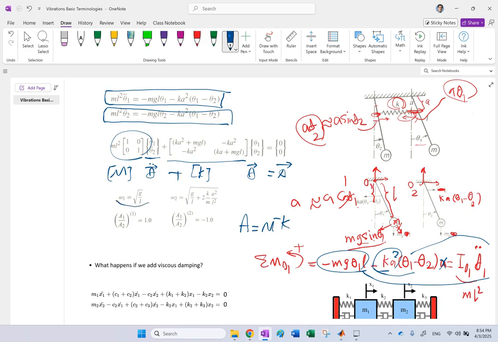And if you do, the first eigenvalue is going to be square root g over L. The first mode shape is going to be 1, 1. So another way to write this is 1 to 1. The second frequency is going to be this one. And the second mode shape, as you can see, is 1, negative 1. So it's like 1 to negative 1. So these are your mode shapes, and these are your natural frequencies of the system, which you can get using eigenvalues of this matrix and eigenvectors of this matrix.